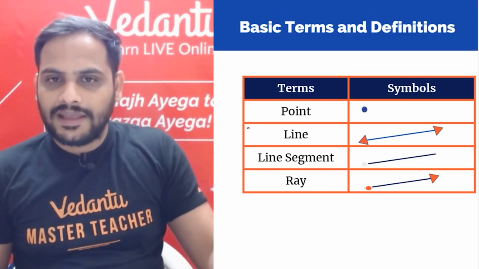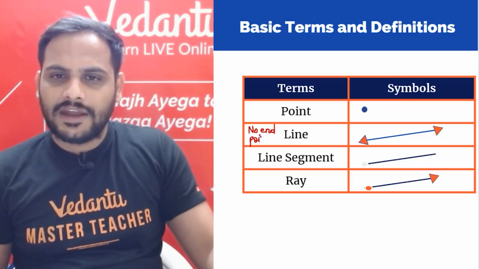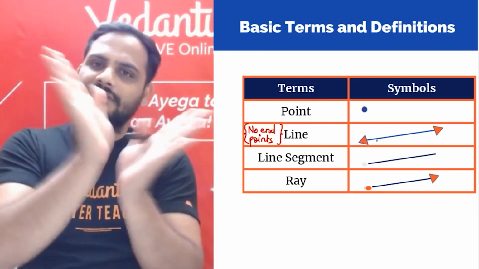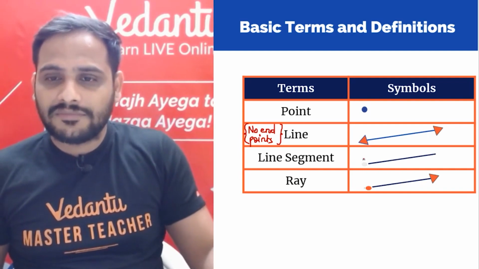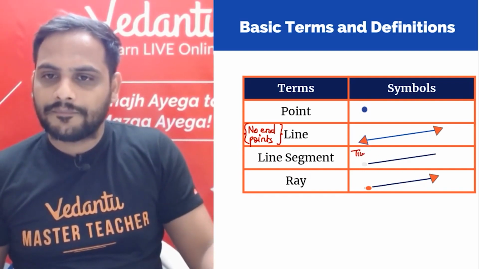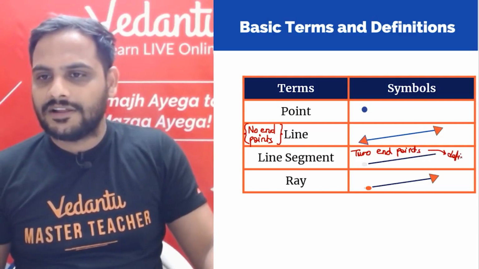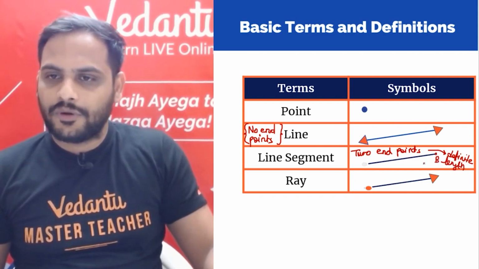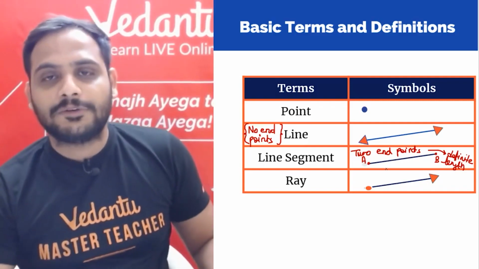So guys, remember, a line has no end points. It does not have any end points. So a line can be extended in both the directions indefinitely. A line segment has both endpoints, two endpoints. That means it is of definite length. Its length is fixed. Suppose this is point B, this is point A. Point A and B I have mentioned, distance between them is 5 centimeter. So that will be a line segment.